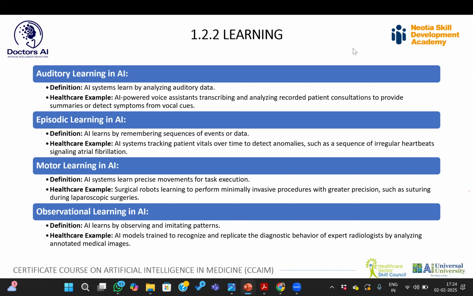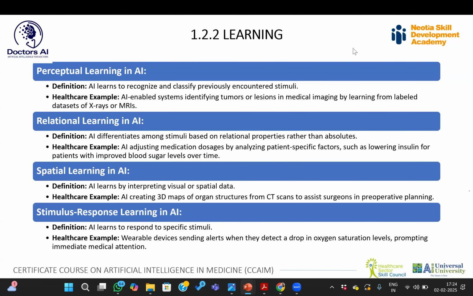Observational learning. So you give an example and it observes. For example, an AI model which is trained to recognize and replicate the diagnostic behavior of an expert radiologist by analyzing annotated medical images. So you train the model to function exactly the way a radiologist would function. So it observes, it reasons, and then it learns. And that's called observational learning of the AI system.